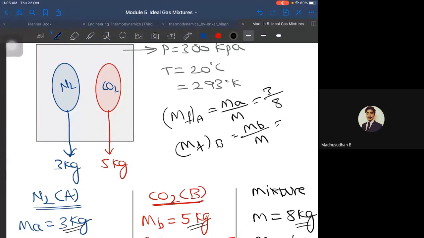So what is the mass fraction, given the values? And similarly, for the mass fraction of B, the mass of B is 5 and the total mass is 8. So you can calculate the mass fraction similarly.